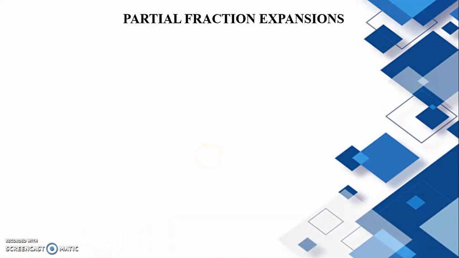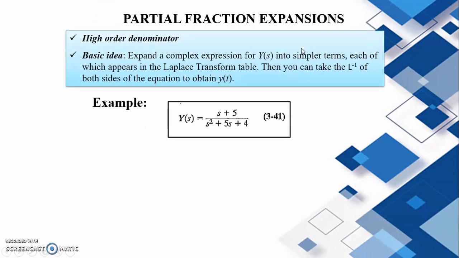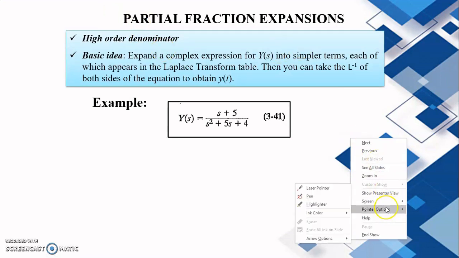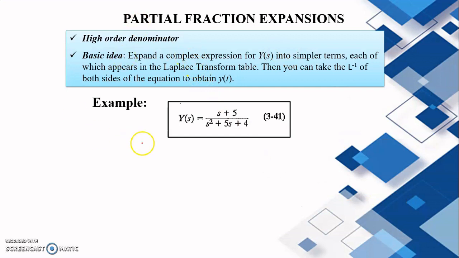Okay, just now in all the steps for Laplace transform, in step number 3, I did mention partial fraction expansion. This occurs when you have a high order denominator. The basic idea is to expand a complex expression of Y(s) into simpler terms, each of which appears in the Laplace transform table. Then you can take the inverse Laplace of both sides of the equation to obtain y(t).